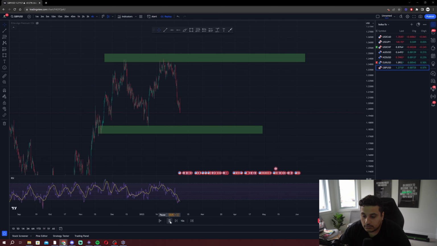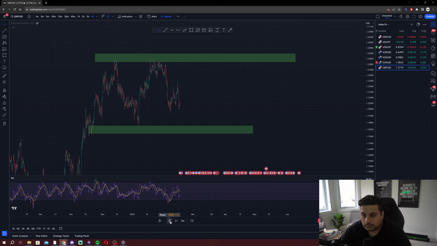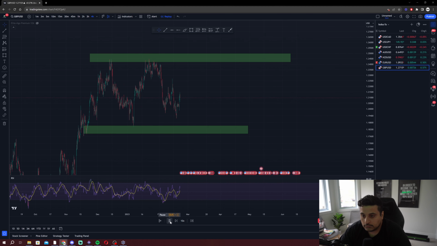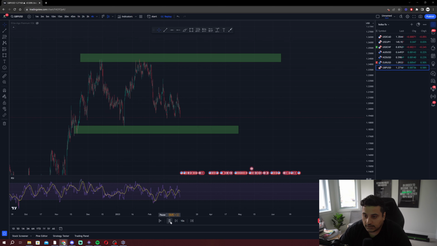The price goes down. We're waiting for the price to go back down into that area. It looks like it's trending that way.